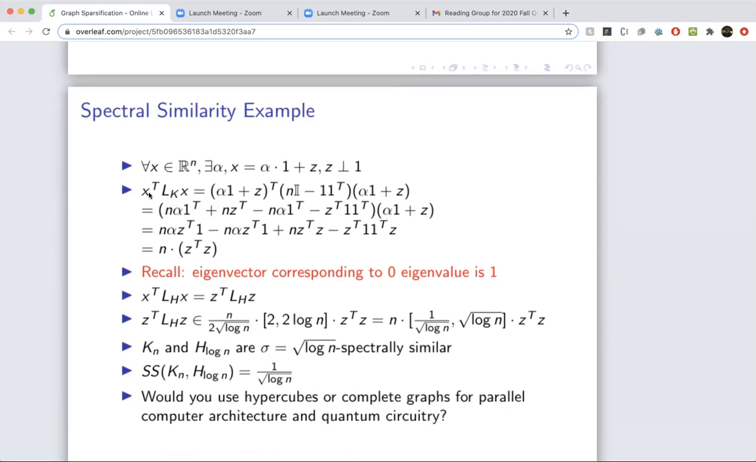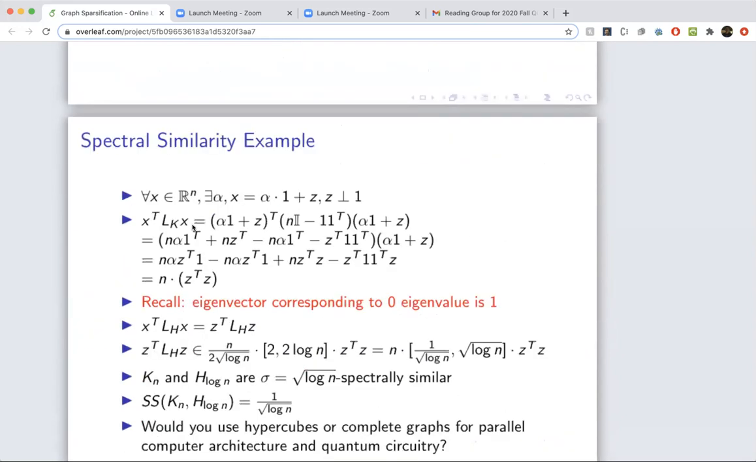So let's take a quick look at what X transpose L_K X looks like, where L_K is the Laplacian of K, our complete graph. Substituting in what X is, that's (alpha 1 plus Z) transpose. And we saw that the Laplacian of our complete graph has this form: N times the identity minus the all ones vector times the all ones vector transpose. This is pretty clear because all nodes have degree N, and the adjacency matrix is just all ones, every single entry has a value of one. So degree minus adjacency gets us the Laplacian of this complete graph. And then X is alpha times one plus Z.